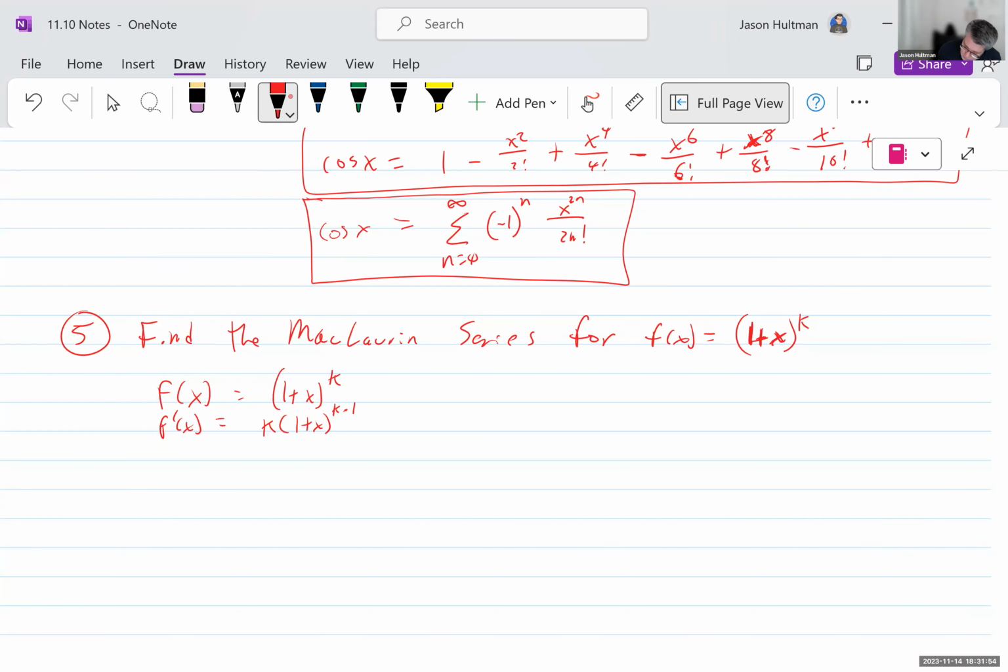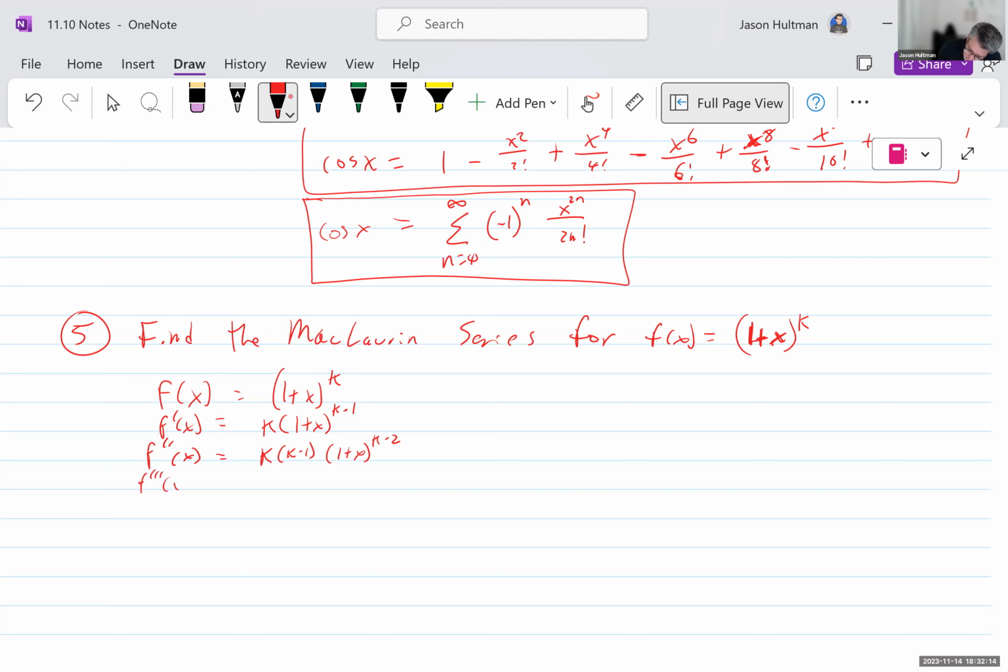Okay, so let's keep going for a little while. Let's do f double prime. What are we going to get? Well, we start stacking these things. This is k minus 1. K times k minus 1 times 1 plus x to the k minus 2 power.